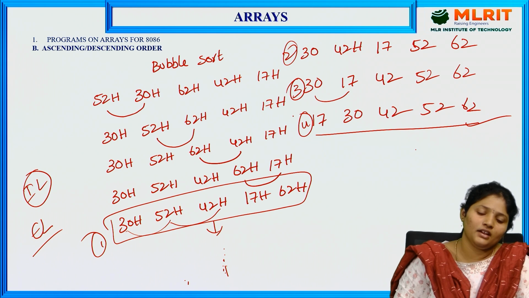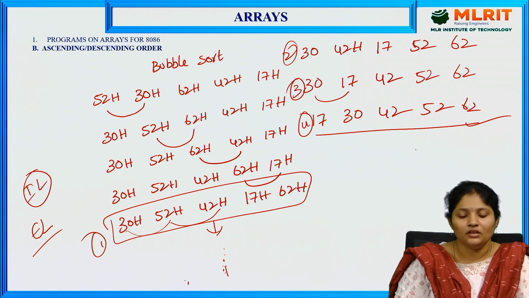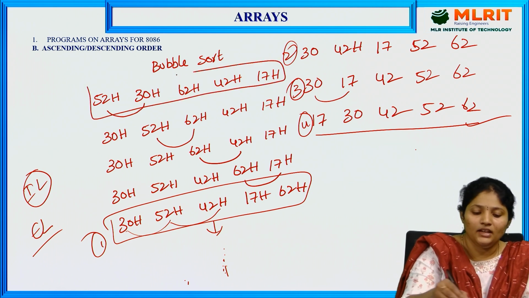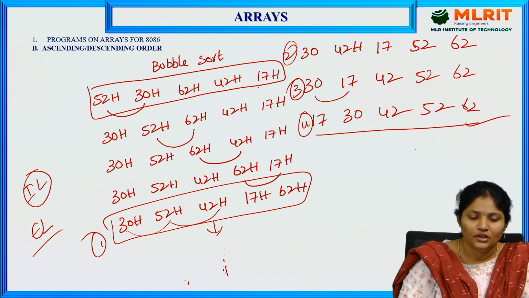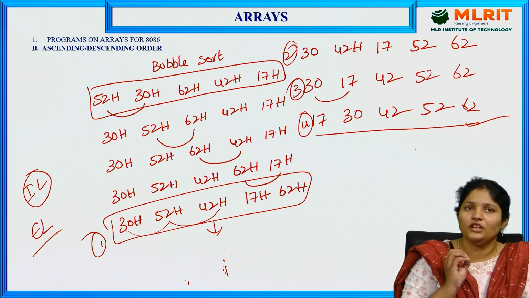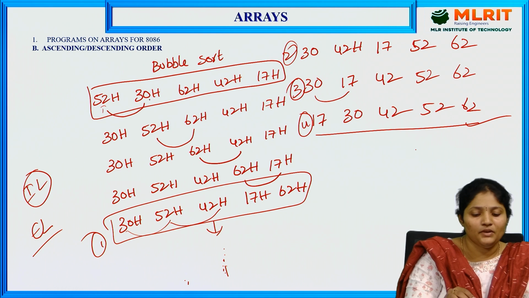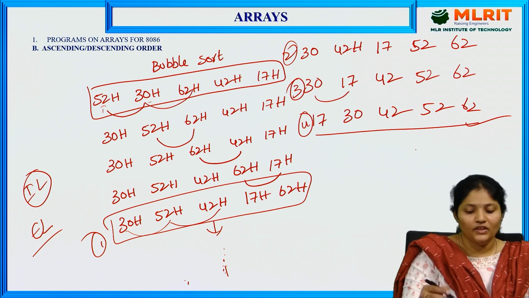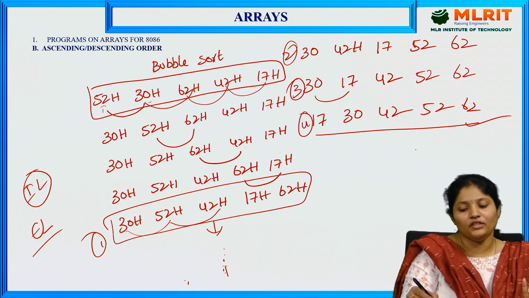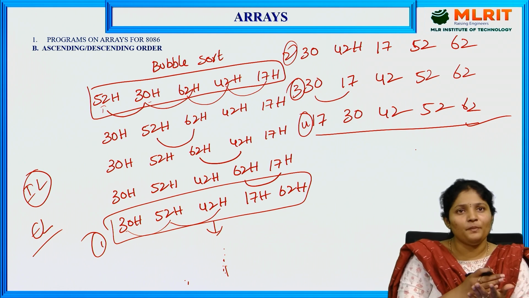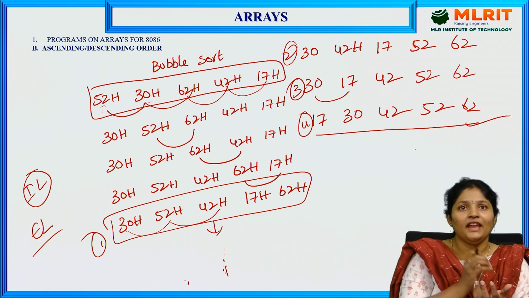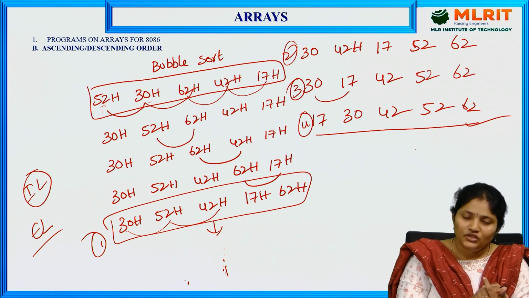How can you say that after executing 4 times the output will be present? It depends upon the numbers you have taken in the array. Here, how many numbers have I taken? 5 numbers. To compare 5 numbers, we need 4 comparisons: first number with second number, second number with third number, third with fourth, and fourth with fifth. So to perform comparison operations between n numbers, n minus 1 comparisons will be there.